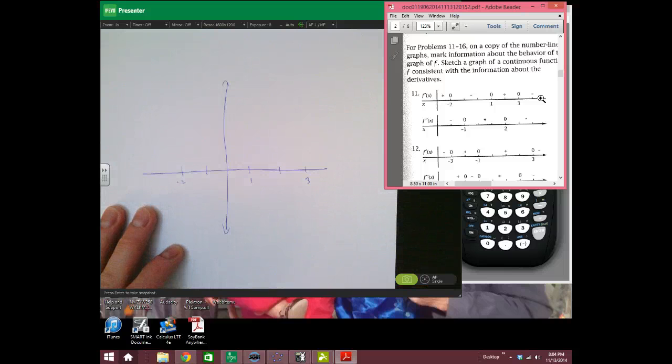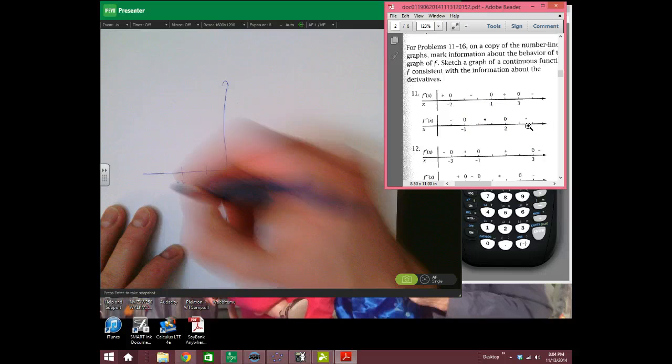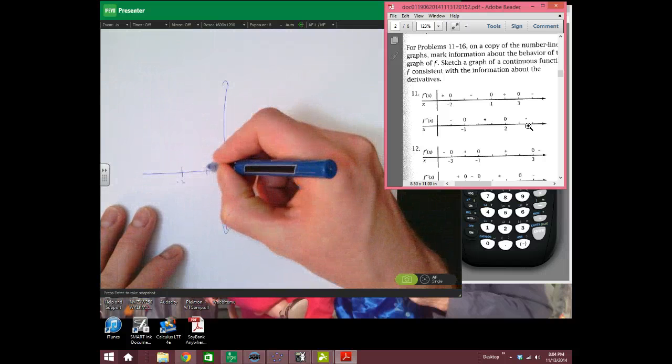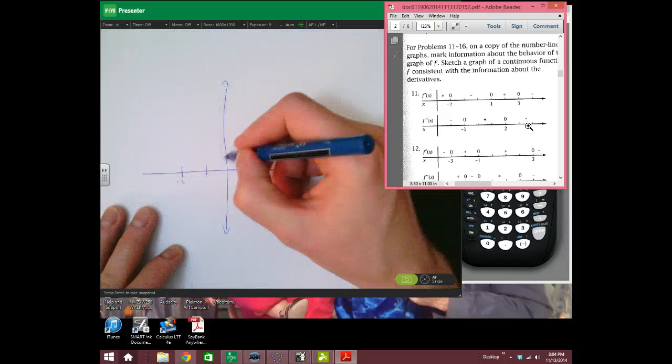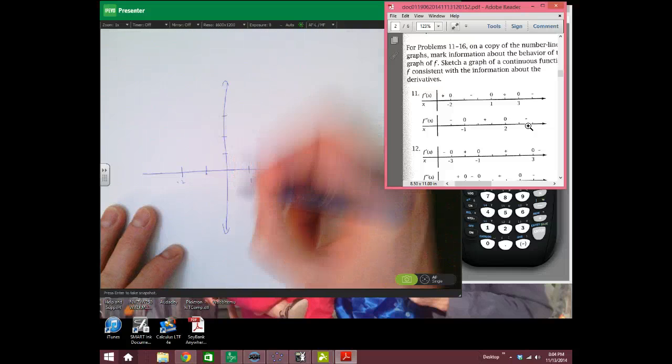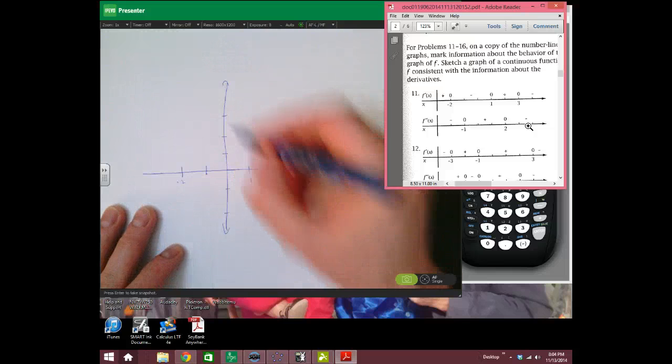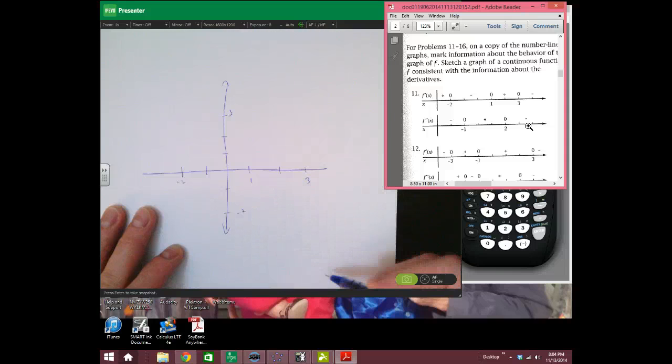Now, the other part of this is at -1, there has to be some sort of change in concavity. And at +2, there also has to be a change in concavity. And it went from concave down to concave up to concave down. So I'm just going to start off and just make up some y values just to have some sort of max and min. So let's say this is 3 and this is -2.